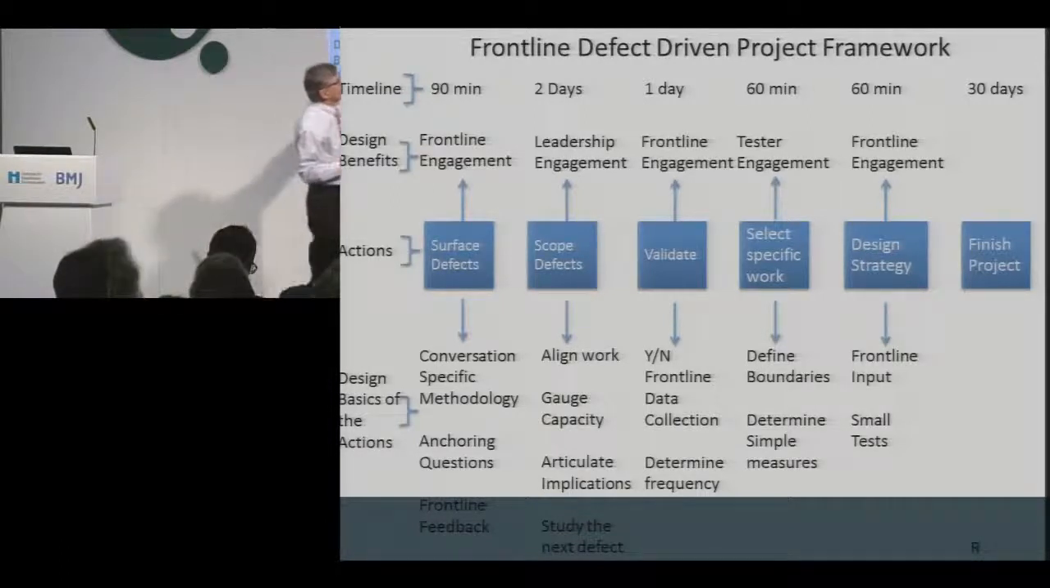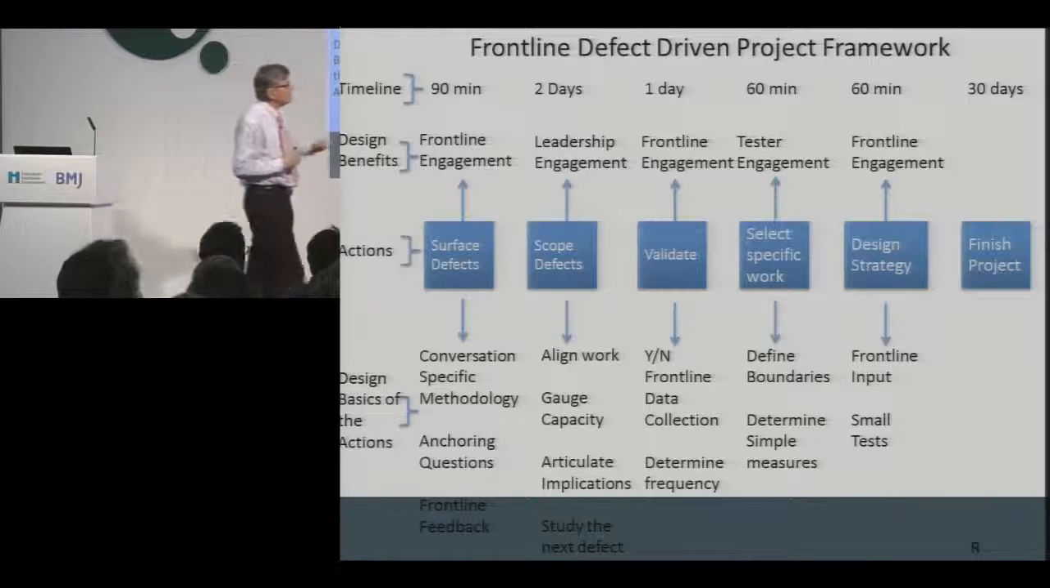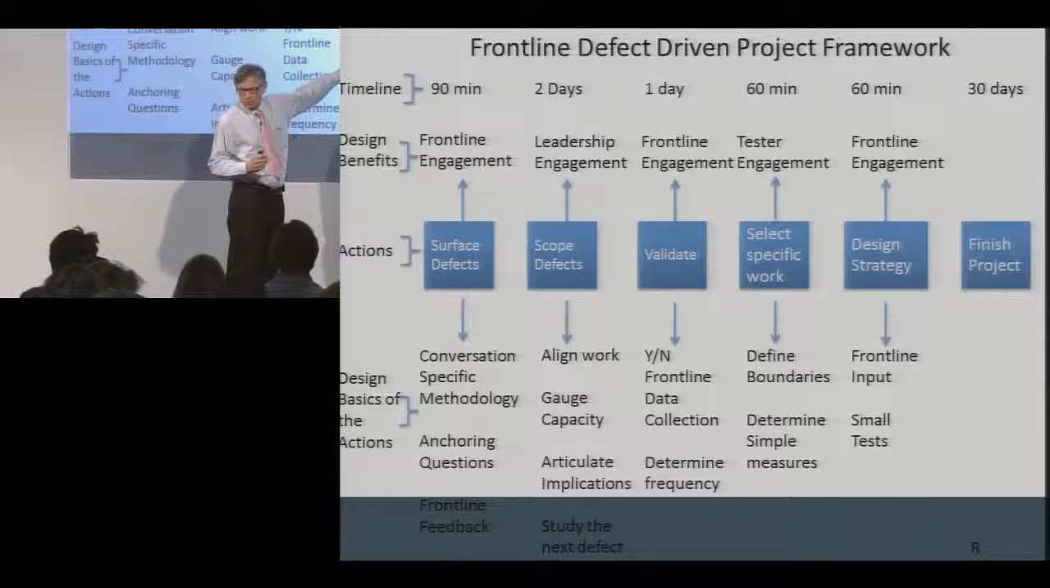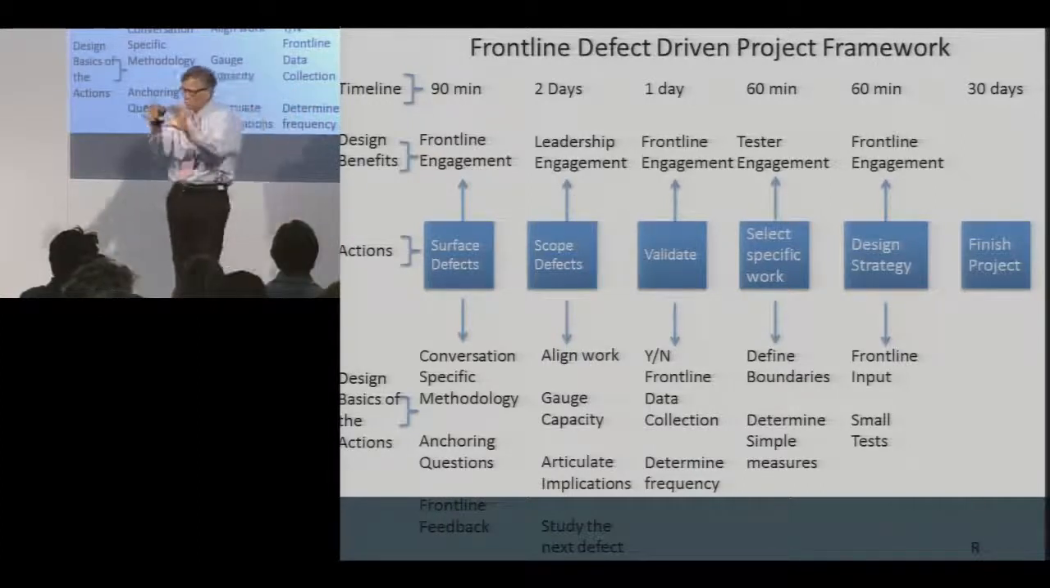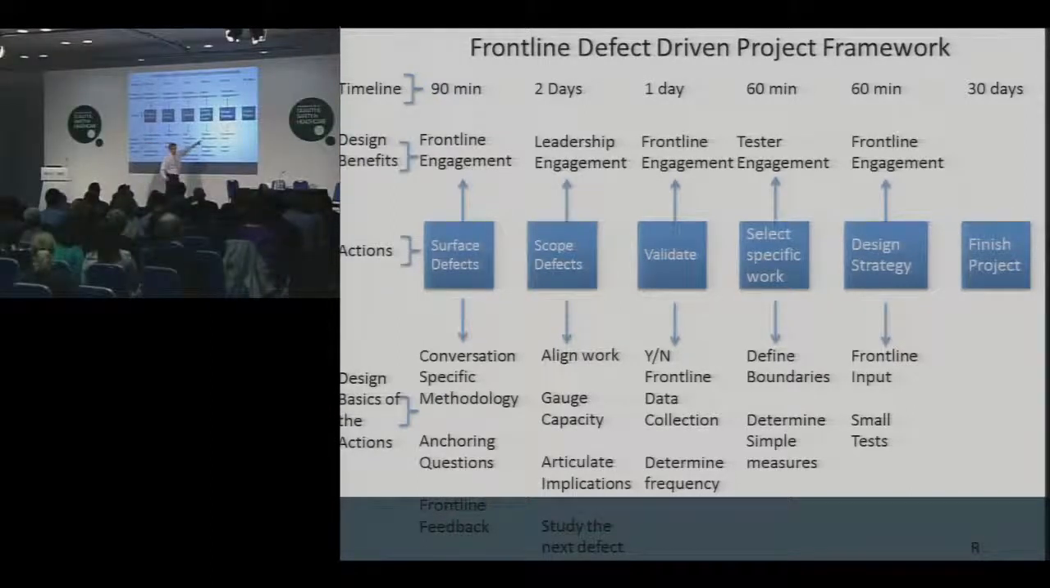So we then engage the front line again. This data collection takes 1 day. If it's happening commonly, you should be able to see it on a daily basis. So we want to take 1 day to do that. We then select the specific work that we're going to do. What is the specific change we're going to make with this organization? We define boundaries. We'll tell them what some simple measures are that they can actually measure the project. And here's where you engage the person who's actually going to do the test.